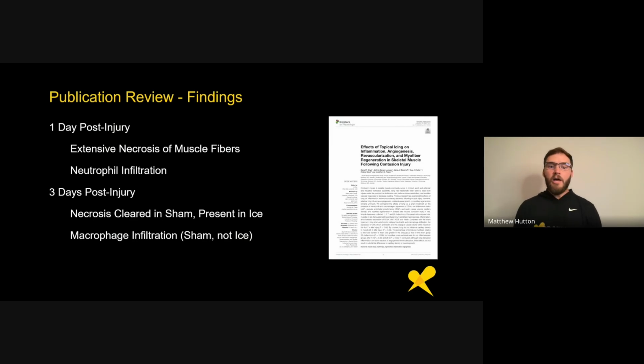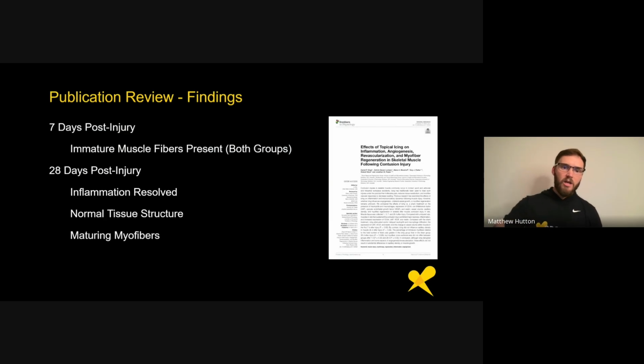Well, you get macrophage infiltration in the sham group, but not in the ice group. And so what does macrophage infiltration do? They are the ones that are responsible for clearing out that necrosis. So that is hand in hand. You would say, okay, well, if the macrophages are there, then they're going to clear out the necrotic tissue. Okay, so that's pretty unsurprising. We had a feeling that ice decreased or delayed inflammation.